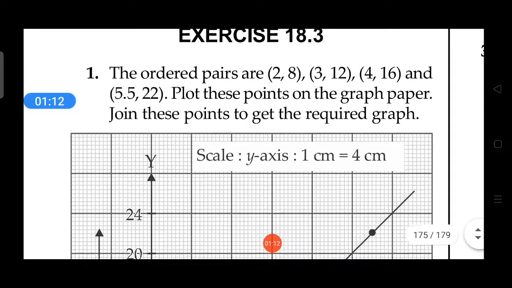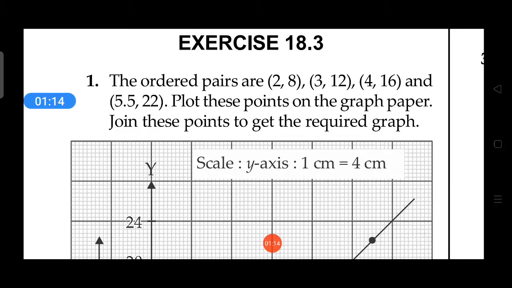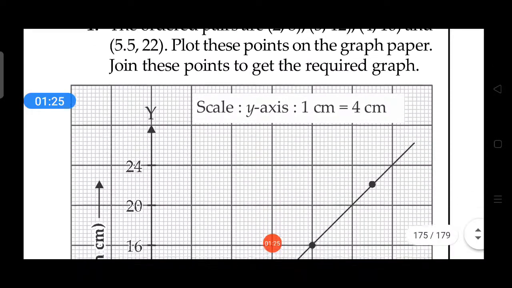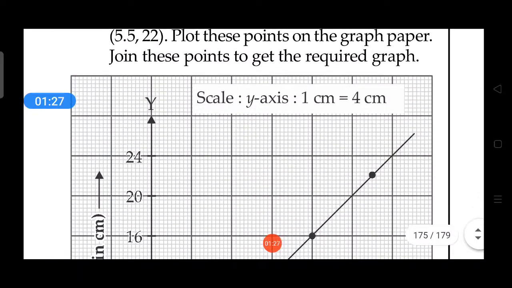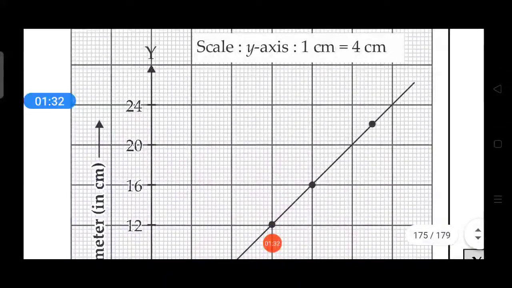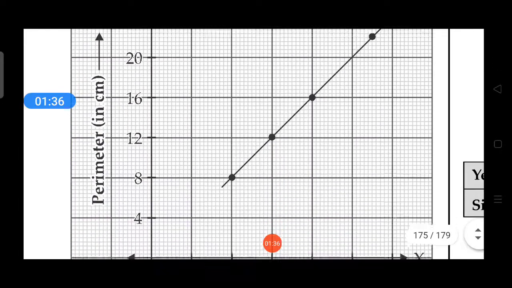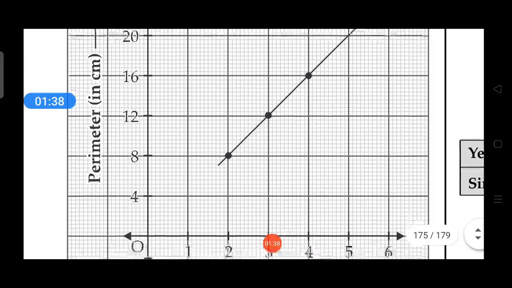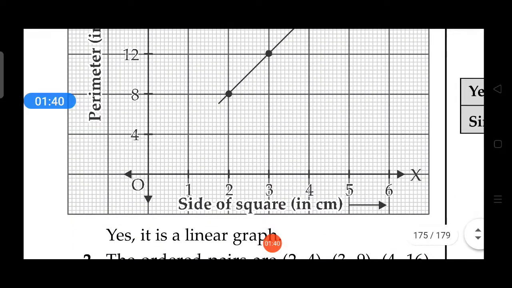So here first of all the ordered pairs are (2, 8), (3, 12), (4, 16), (5.5, 22). Plot these points on the graph paper. So graph paper you have to take. Join these points together to get the required graph. So here x-axis and y-axis we must locate. Perimeter on y-axis and side of square on x-axis.